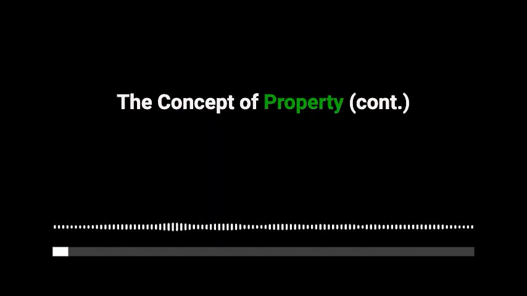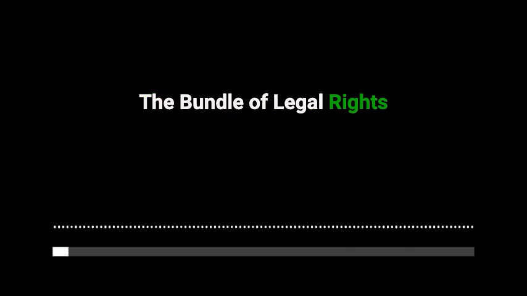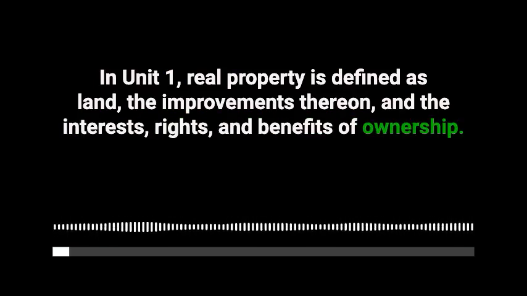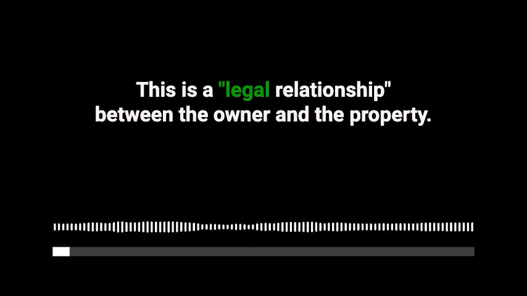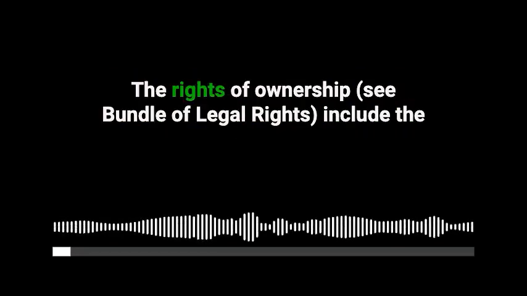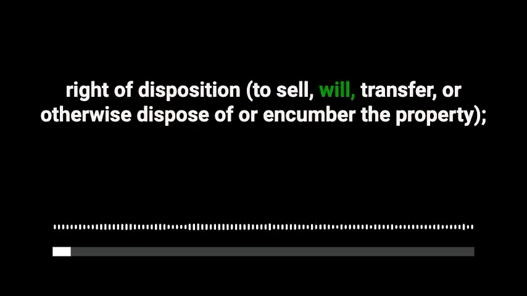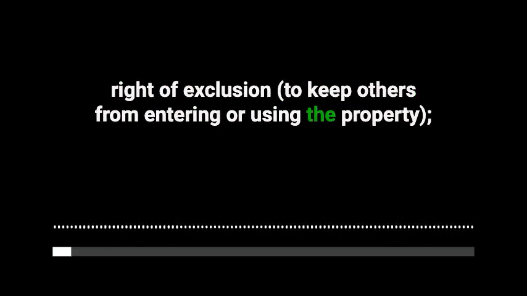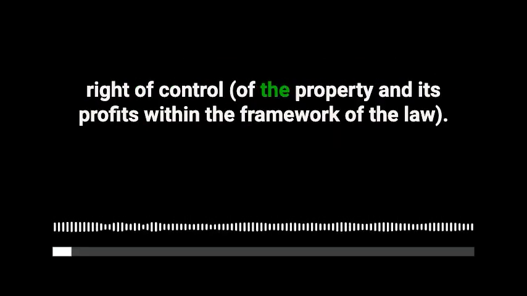The concept of property, a bundle of legal rights. In Unit 1, real property is defined as land, the improvements thereon, and the interests, rights, and benefits of ownership. It is also often described as a bundle of legal rights. This is a legal relationship between the owner and the property. In other words, a purchaser of real estate is actually buying the rights of ownership held by the seller. The rights of ownership include the right of disposition, right of enjoyment to use in any legal manner, right of exclusion, right of possession, and right of control.